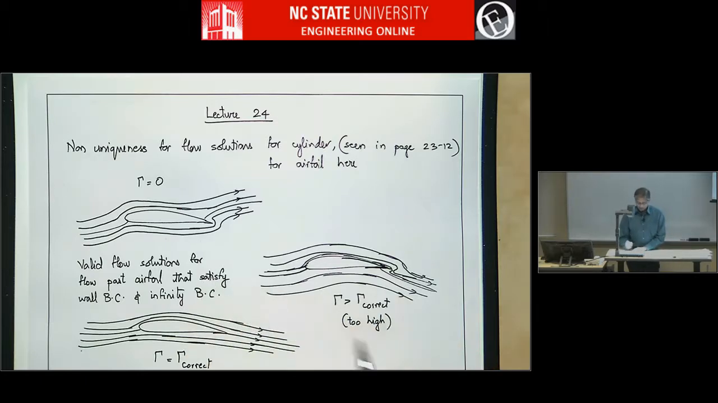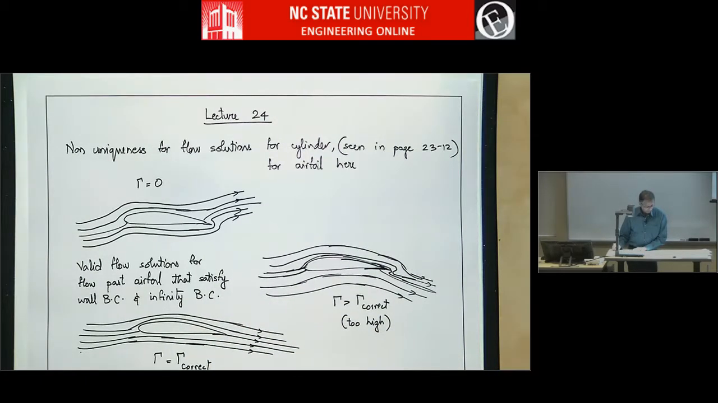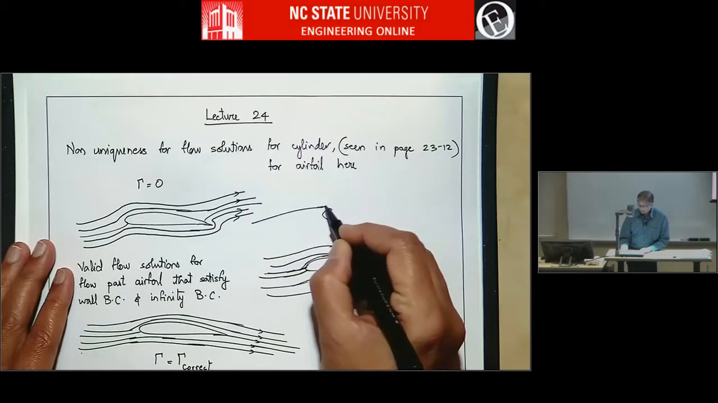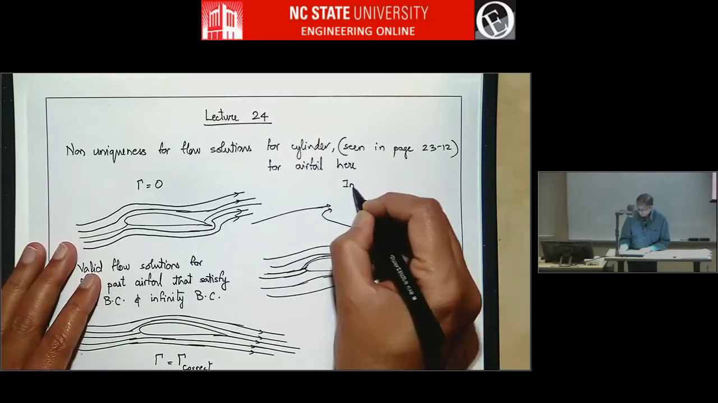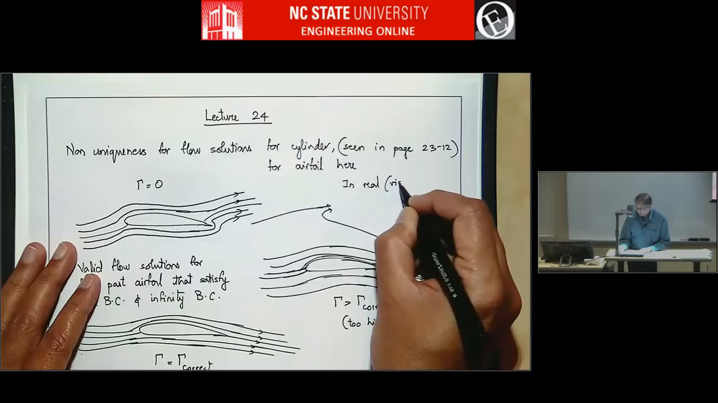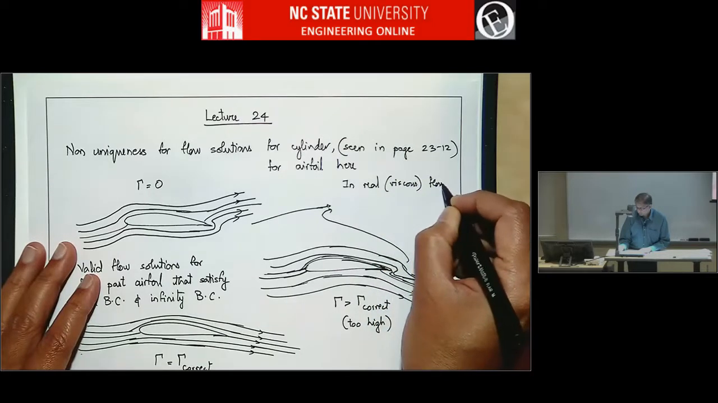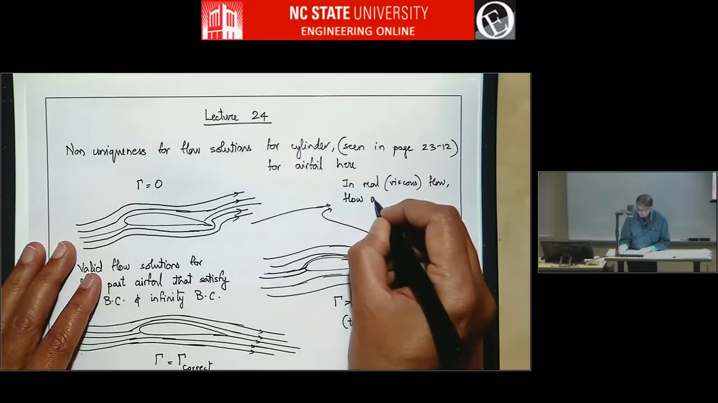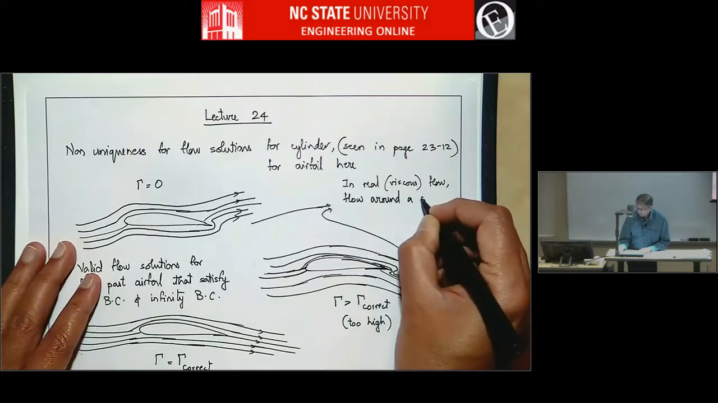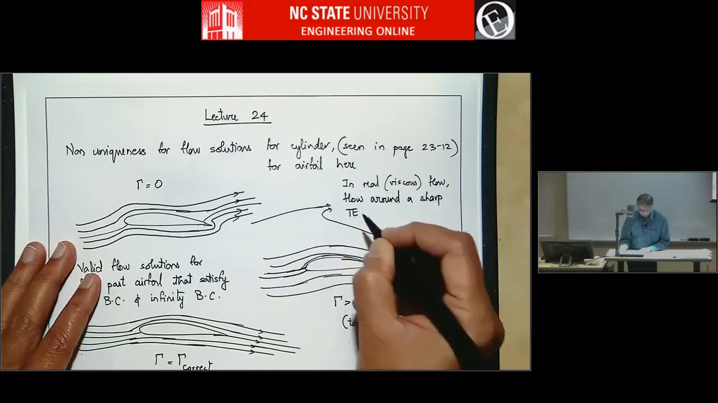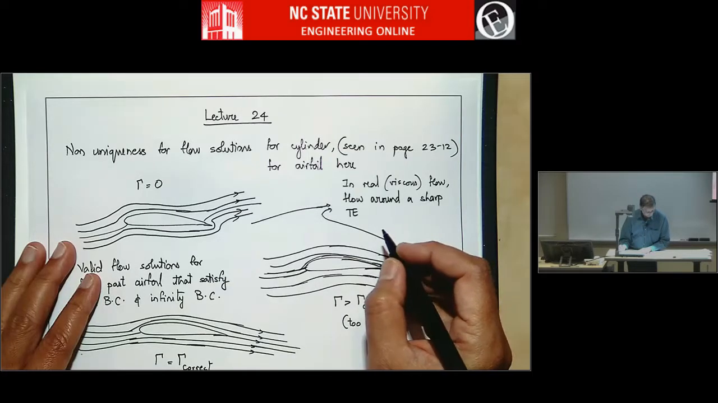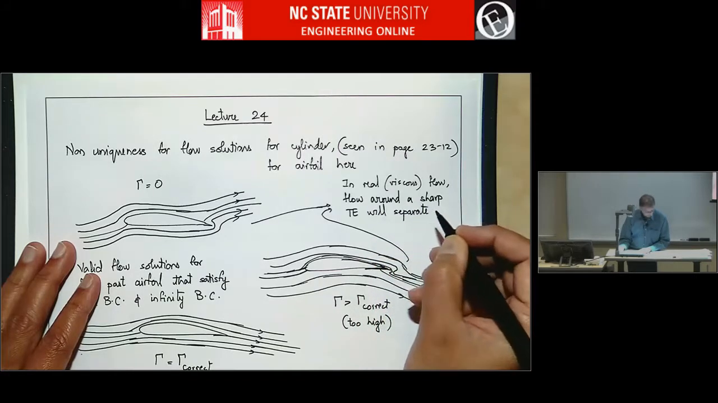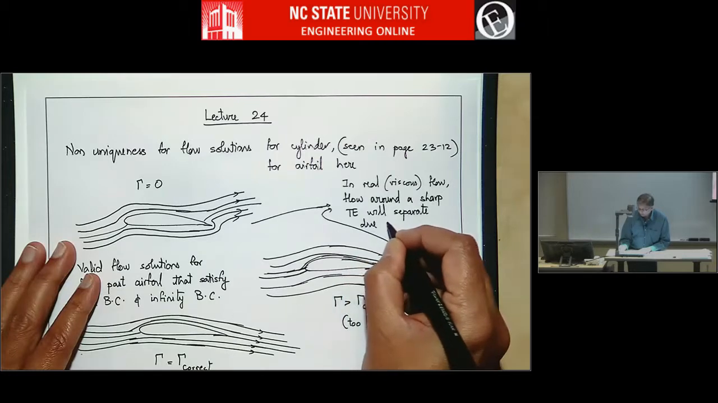So the problem with these two solutions is that in real flow, that means viscous flow, flow around a sharp trailing edge will separate due to high adverse pressure gradient.